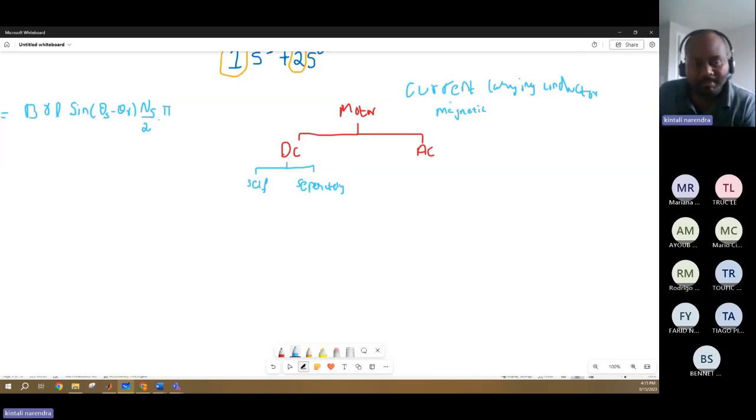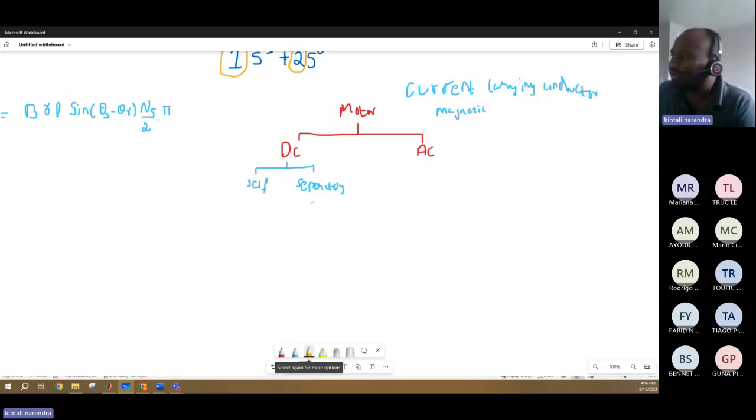If I use the same power supply for the current through the conductor and also for the magnetic field, then you call it a self-excited DC motor. Then what is a separately excited DC motor? As the name indicates, you have two different power supplies for the conductor and for the magnetic field. Then it is called a separately excited DC motor.